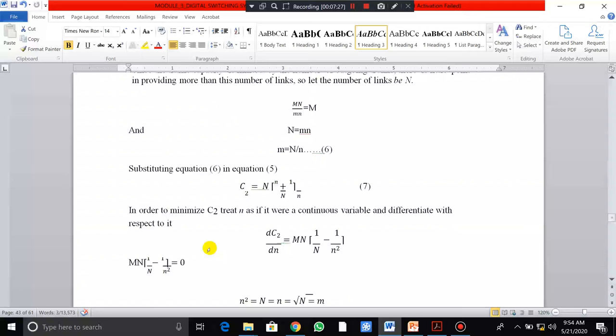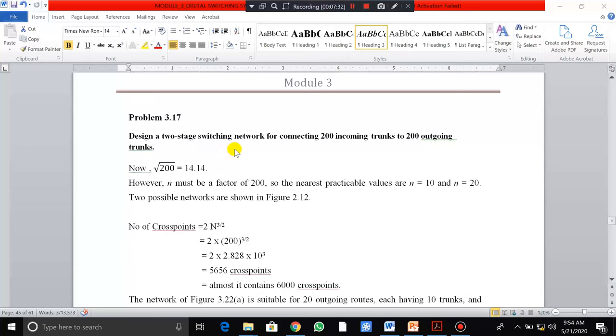Now let us discuss a problem. Design a two-stage switching network for a connection that has 200 incoming trunks and 200 outgoing trunks. Now you have to understand what is given. It is a two-stage network having 200 incoming trunks and 200 outgoing trunks. Therefore, the square root of 200 is 14.14. However, n must be a factor of 200. So the nearest practicable value for n will be 10, and n is equal to 20.